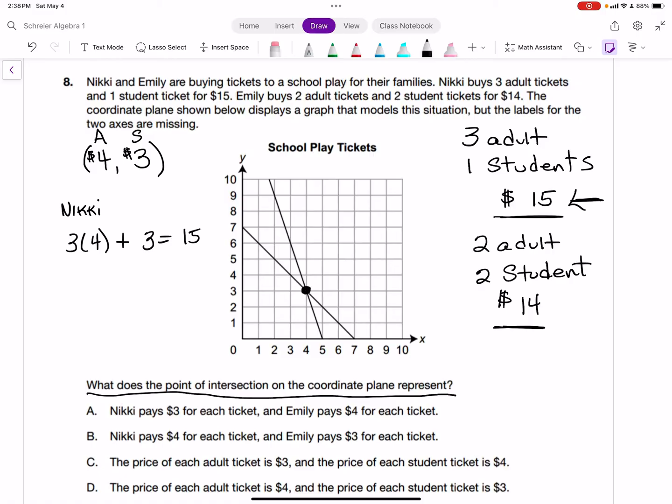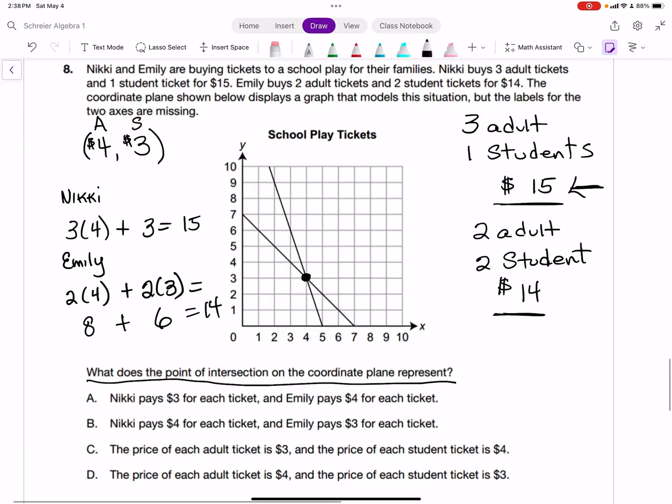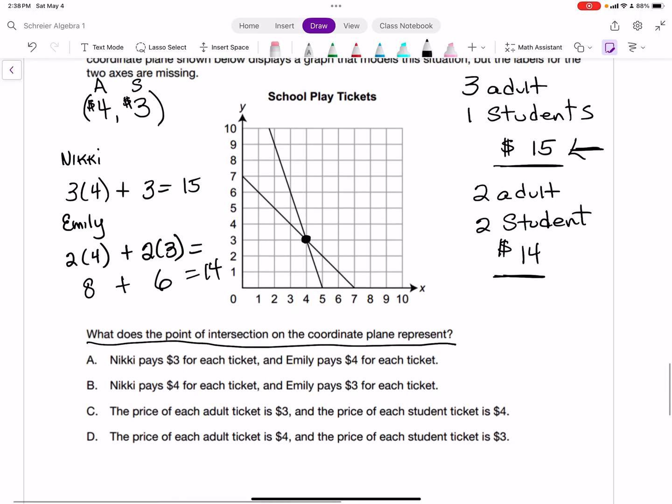So let's look at Emily's situation. So for Emily, she bought 2 adult tickets and she bought 2 student tickets. And we're asking, is that equal to $14? Well, 2 times 4 is 8 and 2 times 3 is 6. So 8 plus 6 does equal 14. So basically, that intersection point is the cost of an adult ticket and the cost of a student ticket. Now let's figure out which one is the answer choice.